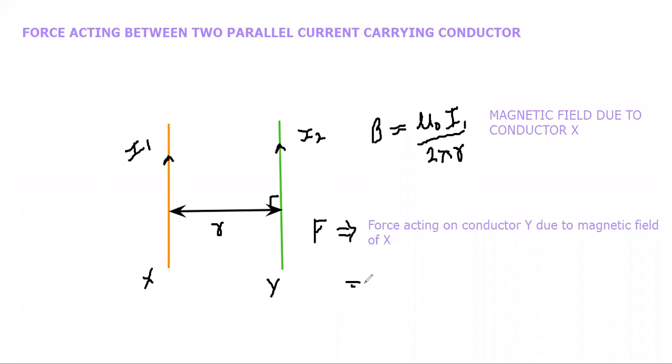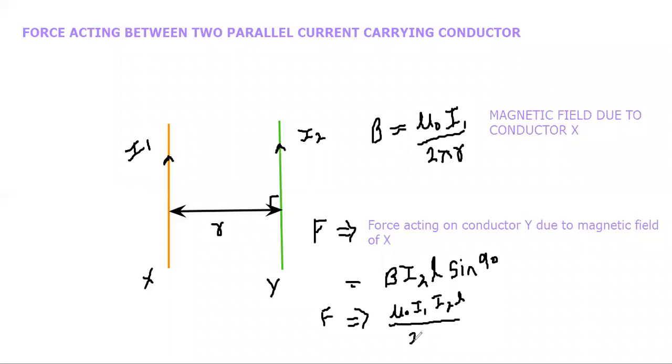Now the formula of force is BIL sin theta. Now B is of conductor X. I would be the current flowing in Y, that is I2. Then L and sin 90. So if you put the value of the magnetic field, you will get mu naught I1 I2 L, sin 90 is 1, divided by 2 pi r. So this is the expression of force acting between two parallel current carrying conductors.